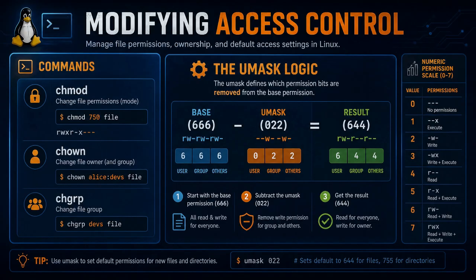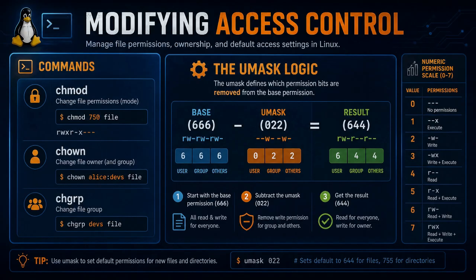Let's lock in the full scale. 0 is no permission at all. 1 is execute only. 2 is write only. 3 is write and execute. 4 is read only. 5 is read and execute. 6 is read and write. And 7 is read, write, and execute, everything.